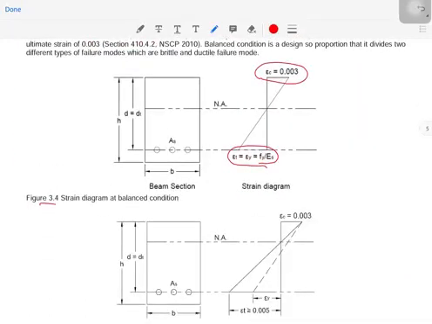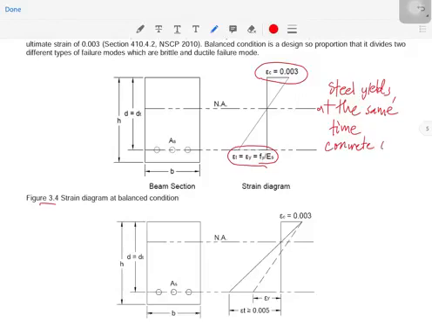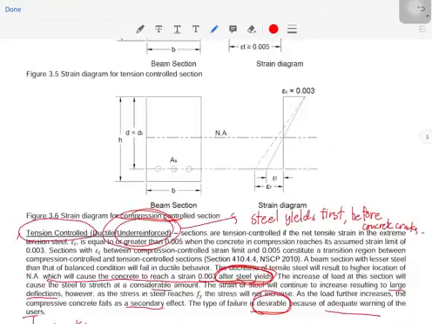For balance condition, steel yields at the same time. So that is the keyword here. Steel yields at the same time concrete cracks, and this is quite dangerous. This is dangerous, because there would be sudden collapse of the section without any notice, without any warning, without any indication of cracks, without any indication of deflections. So this is quite dangerous.